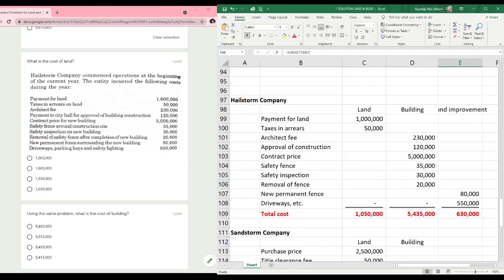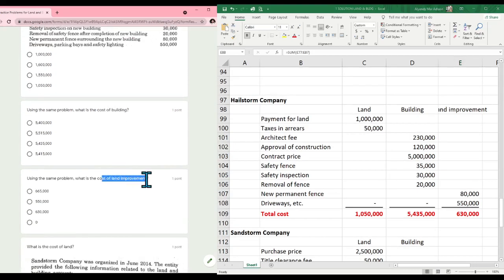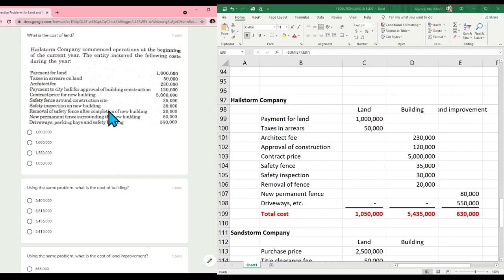So the question is, what is the cost of the land? What is the cost of the building? And what is the cost of the land improvement? Hailstorm Company commenced operations at the beginning of the current year. The entity incurred the following costs during the year. Okay, first, payment for land. That is under the land, 1 million.